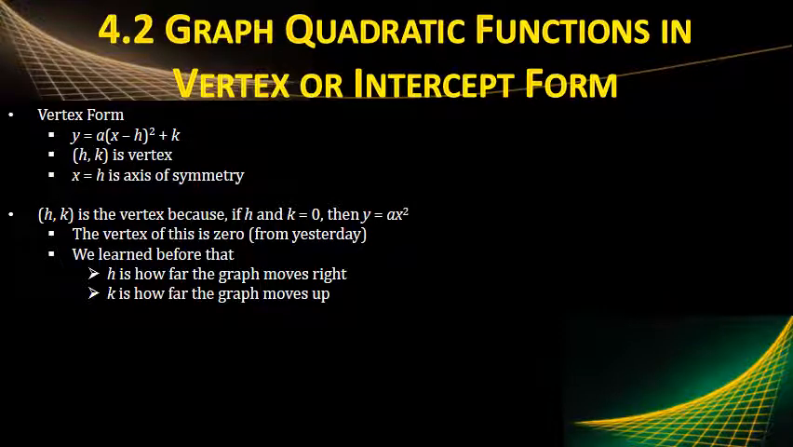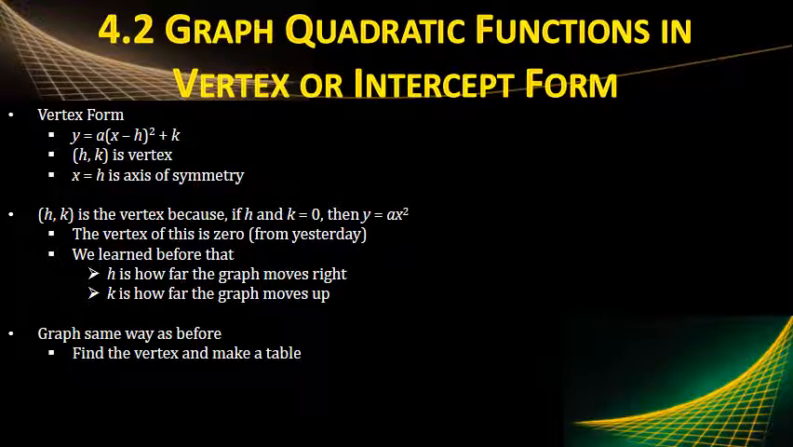Before, we learned that h is how far the graph moves to the right, and k is how far it moves up. So if I move to the right 4 from 0, I'd be at 4. If I went up 2 from 0, I'd be at 2. So I'd be at (4, 2), just the h and the k. So if I move right h and then up k from (0, 0), my point will be at (h, k). So that's where the vertex is, (h, k).